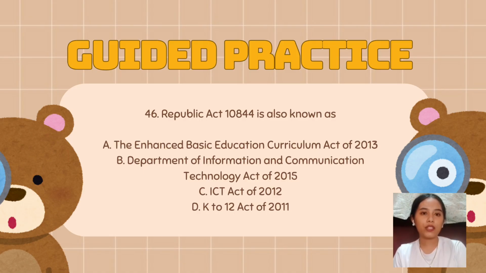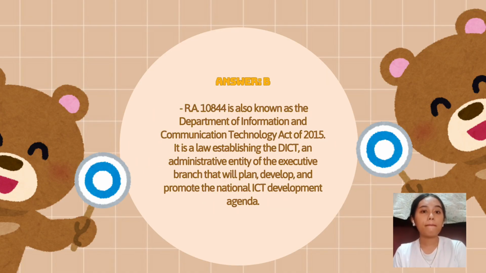The answer is letter B. So RA 10844 is also known as the Department of Information and Communication Technology Act of 2015. It is a law establishing the DICT, an administrative entity of the executive branch that will plan, develop, and promote the National ICT Development Agenda.